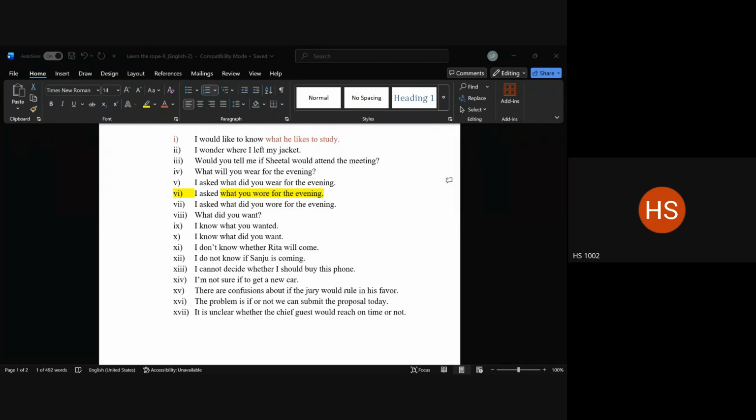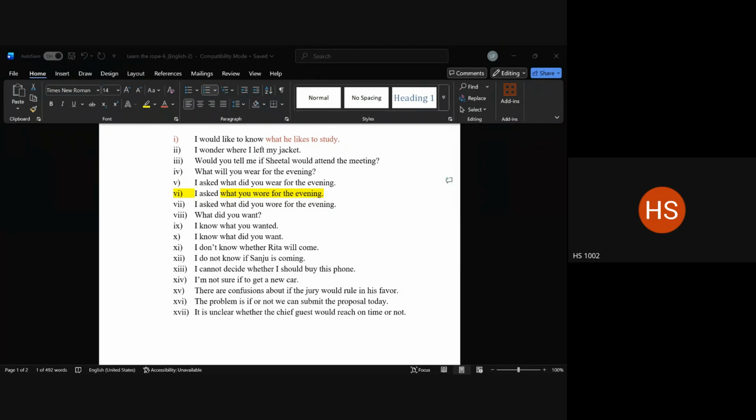He wondered how she managed the children alone. Okay. Now, what is the question clause here in the sentence? How she managed the children alone, right?